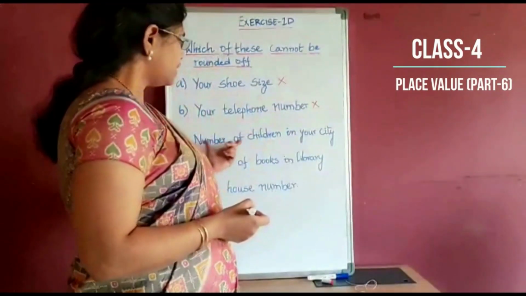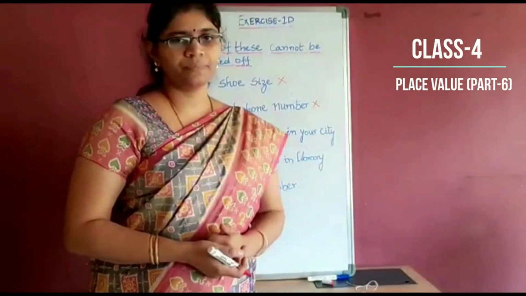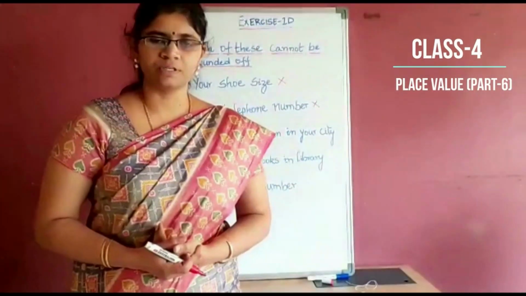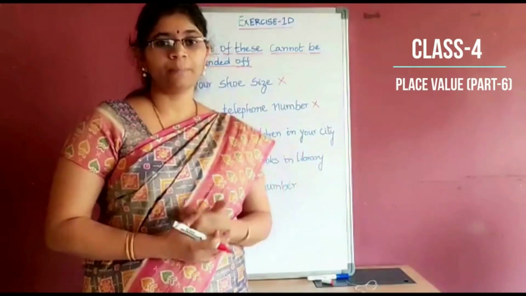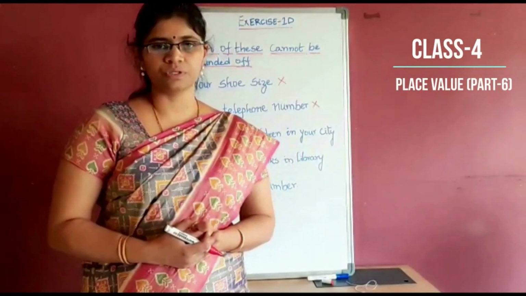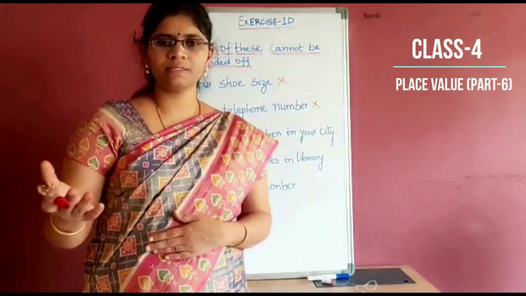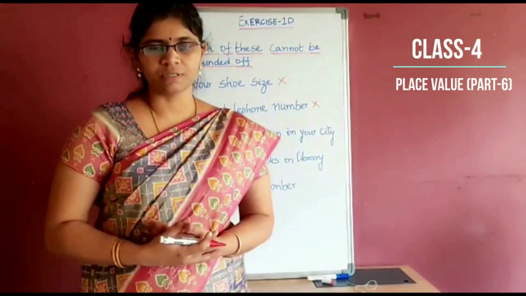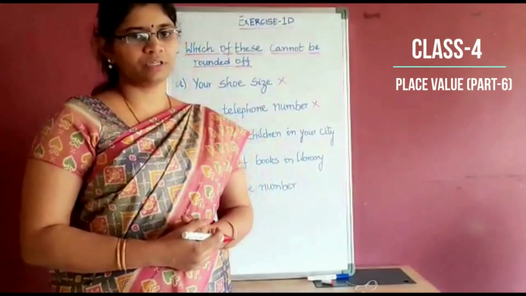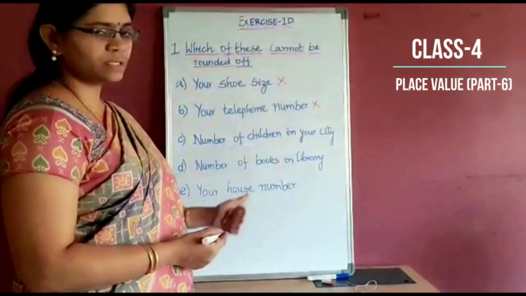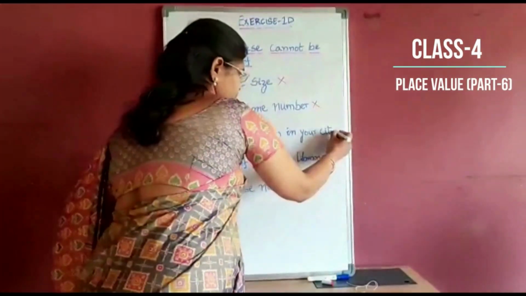The next one, number of children in your city. There can be many children in your city. You can't count each and every child, isn't it? So here approximation or rounding off is used. You can say approximately some 10,000 children are there in our city. Okay, but there is no need to tell an exact number of children in the city. So here the concept of rounding off is used.